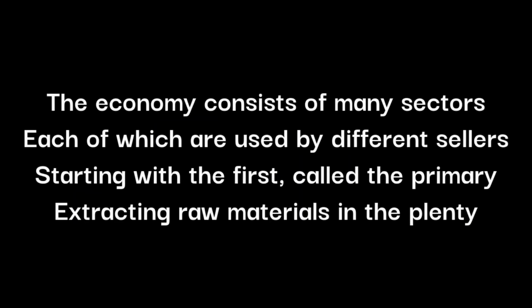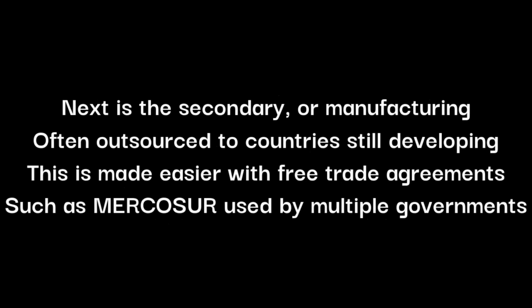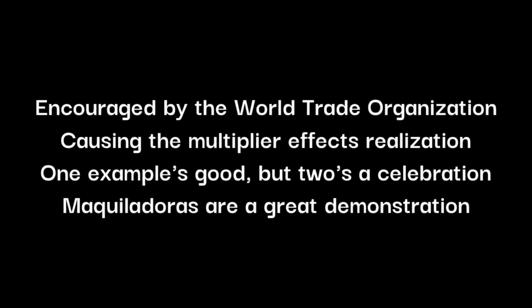The economy consists of many sectors, each of which are used by different sellers, starting with the first, called the primary, extracting raw materials in the plenty. Next is the secondary, or manufacturing, often outsourced to countries still developing. This is made easier with free trade agreements, such as Mercosur, used by multiple governments, encouraged by the World Trade Organization, causing the multiplier effect realization.